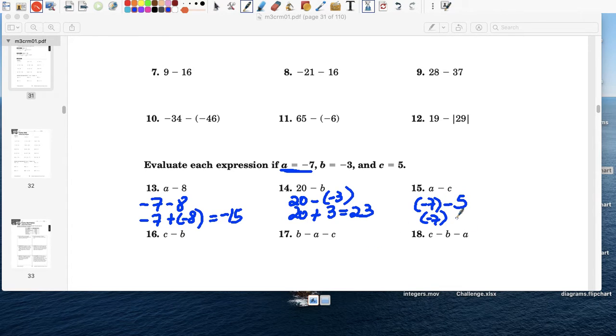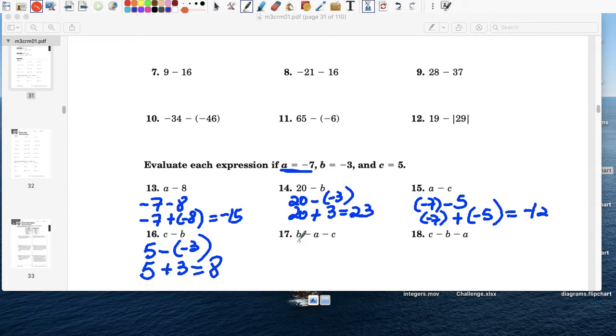Stays the same, the subtraction becomes addition, and the 5 becomes negative 5. Negative 7 plus negative 5 is negative 12. C minus b, c is 5, minus, and b is negative 3, so that's what it looks like. 5, subtraction becomes addition, negative 3 becomes 3, and we get simply 8.